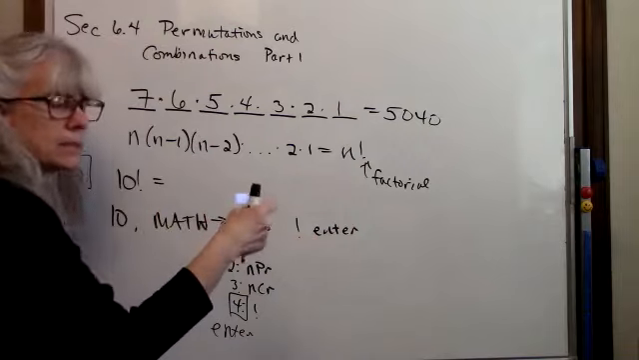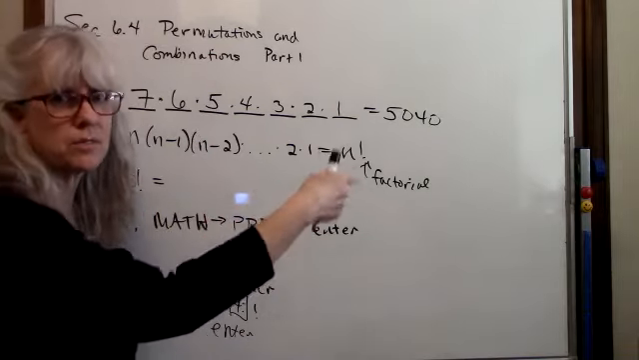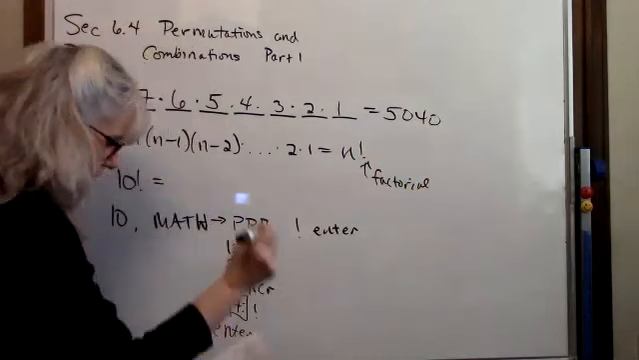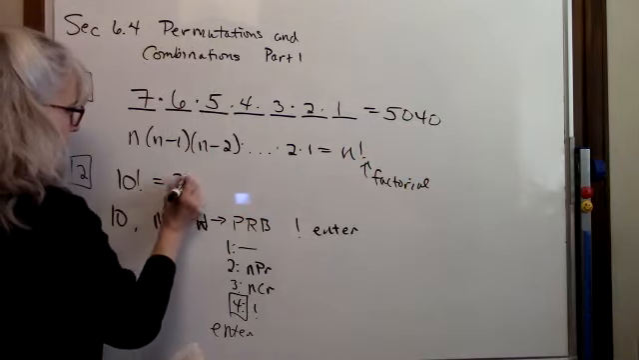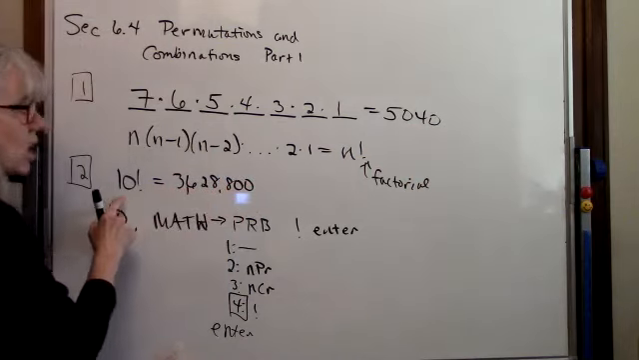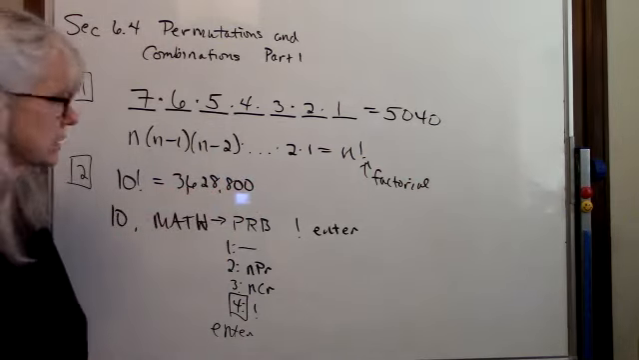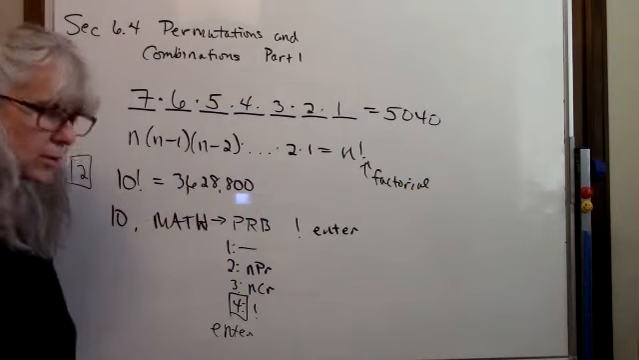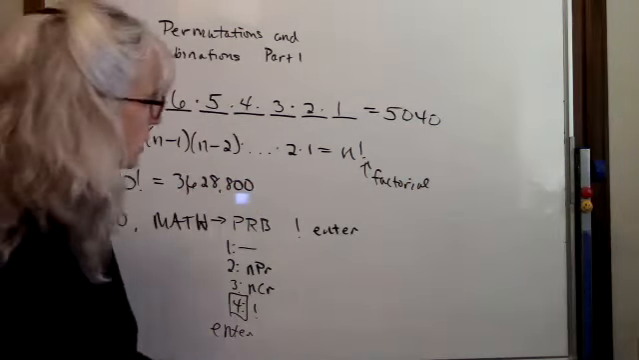So 10 times 9 times 8 times 7 times 6 times 5 times 4 times 3 times 2 times 1 comes out to be 3,628,800 ways to arrange all 10 objects. Okay, let's try another one. At this point, you're just getting practice using that calculator.